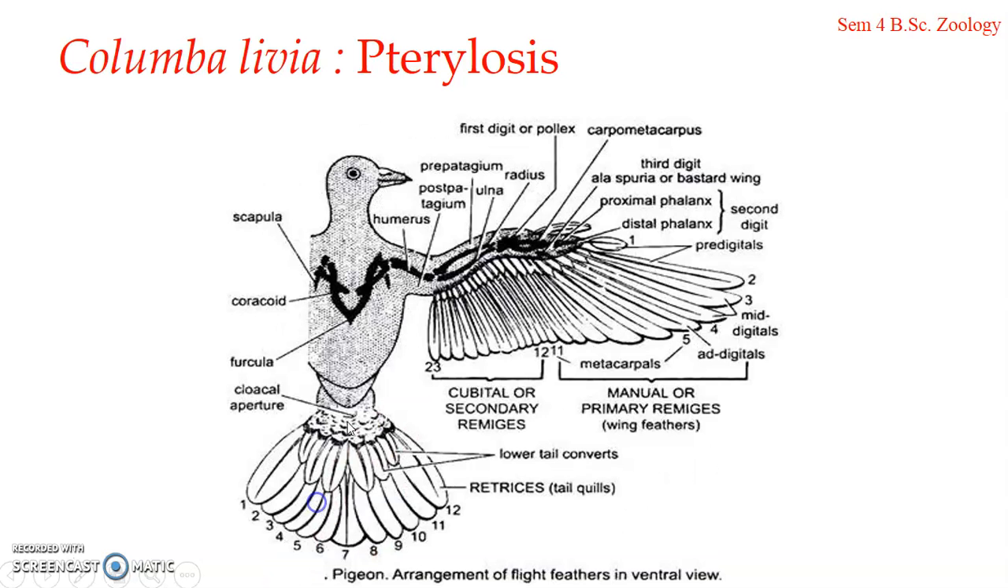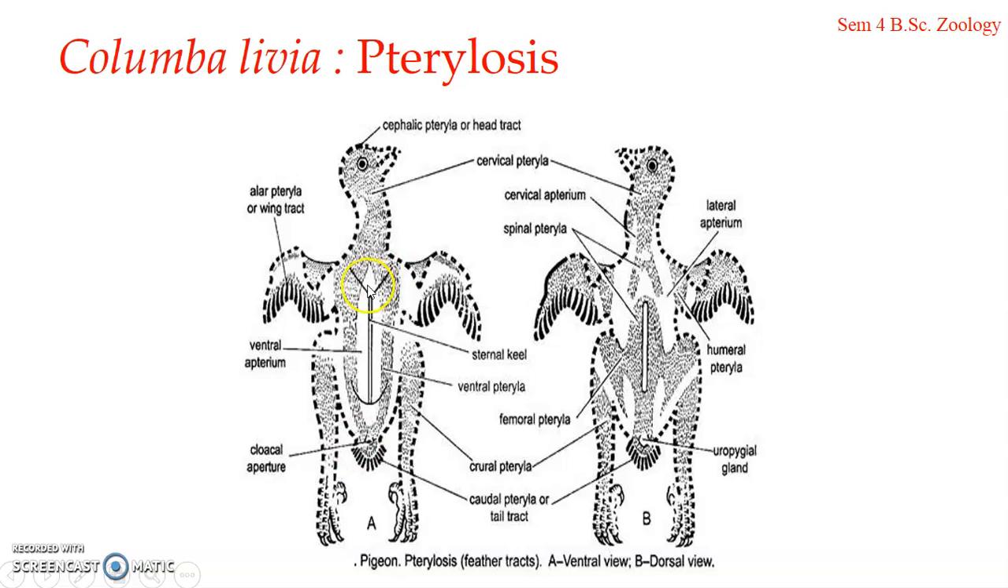These shaded areas are the areas where the feathers are actually distributed, while the plain areas are where the feathers are absent. These tracts or patches where the feathers are arranged are known as pterylae. And the pterylae are followed by featherless areas, known as apteria.